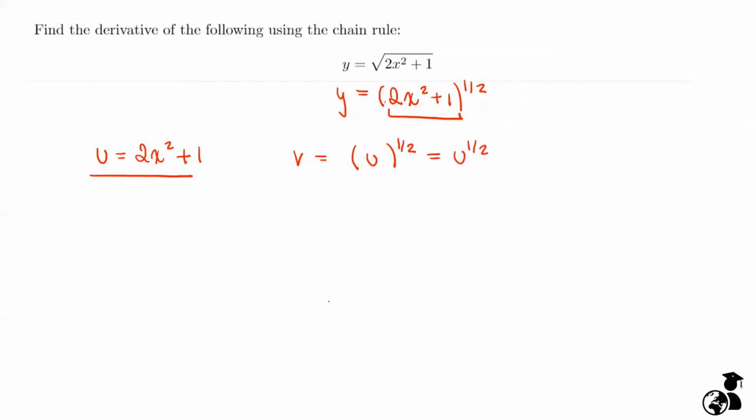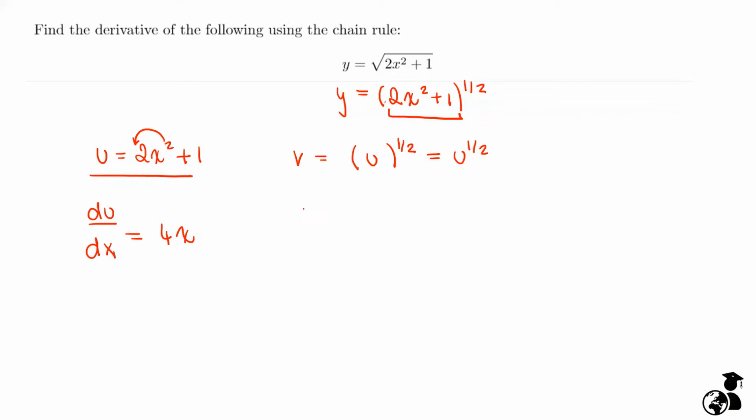Next step, to find the derivative of both. So du dx, that's just going to be simple. So we bring down the 2, so it will become 4, and we take away 1 from the power, so it will be 4x. And whenever we take the derivative of a constant, so in this case 1, it's just 0, so our derivative du dx is simply 4x.